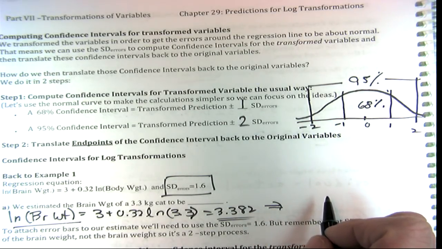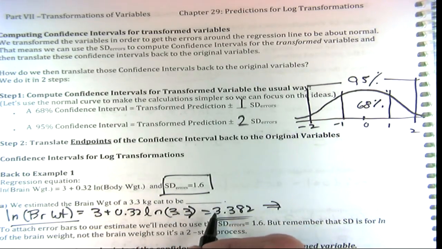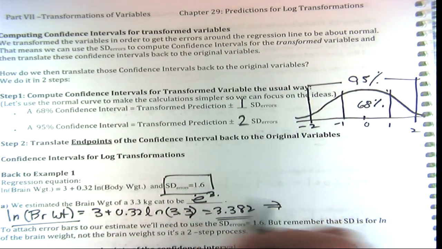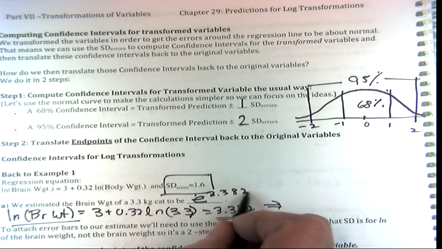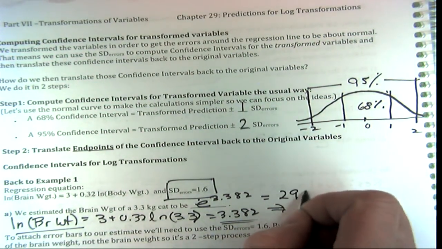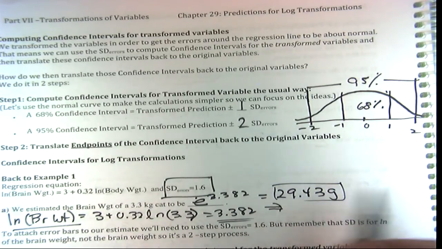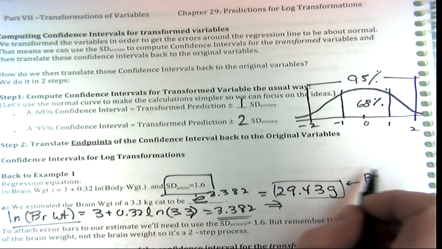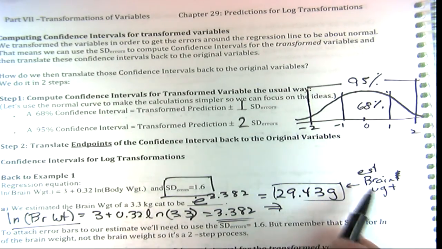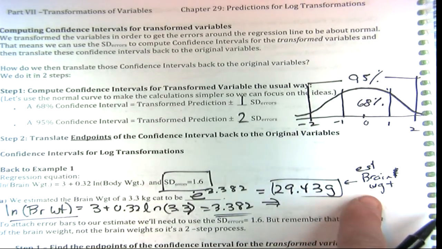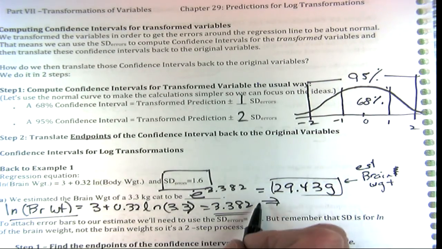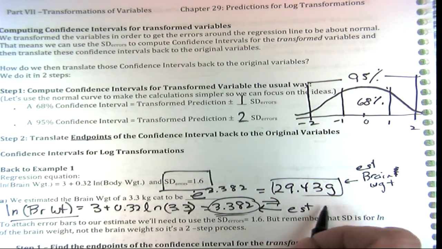But what we then want is the actual brain weight. For the brain weight, it's going to be e to the 3.382, and that's 29.43. So that's our estimate for the brain weight. Sorry, I'm skipping back and forth between how the abbreviation is in the data program, which is BRWT, and the more normal way. That's our estimated brain weight, and this is our estimated log of the brain weight.